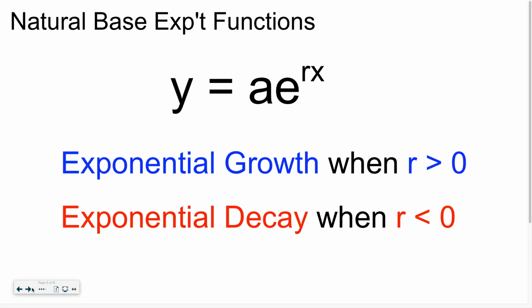Okay, so let's do some examples like you're going to do on your homework tonight. Natural base exponential functions can be written as y equals a times e to the rx.